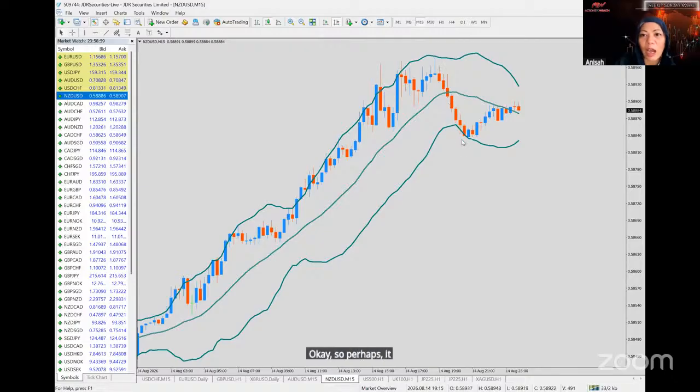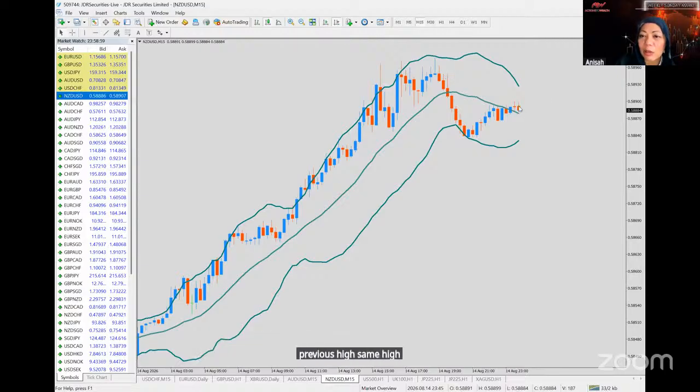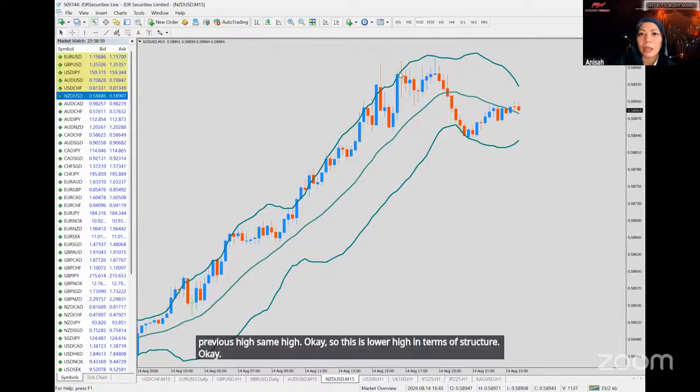So perhaps it has come down here quite significantly. There's no higher high. In fact, it can't beat, it makes a lower high here. If this is your previous high, same high, so this is lower high. In terms of structure, this is a hint. This high and this high, because it doesn't make a new high, this is the first hint that the trend is exhausting.